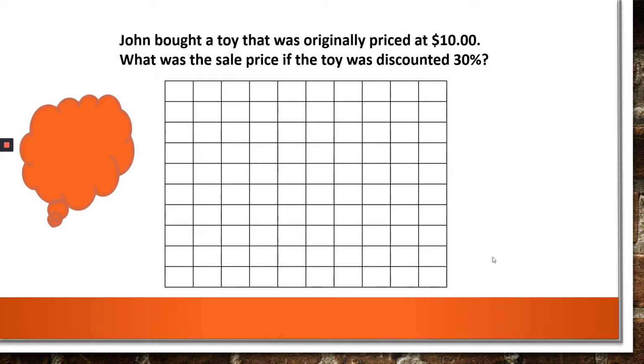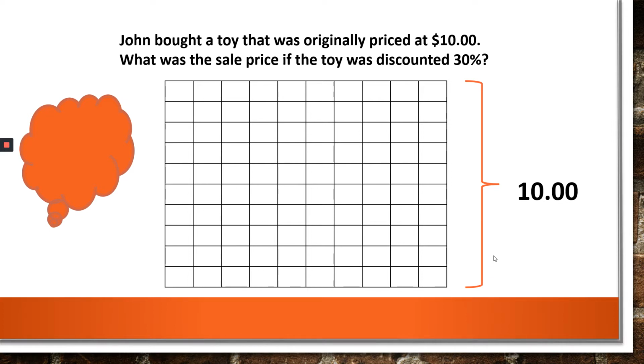Now let's go and kick it up a notch. If you notice, I put a think cloud to the left. In that think cloud, I will put what you would want to put in your calculator if you are using one. John bought a toy that was originally priced at $10. What was the sale price if the toy was discounted 30%? Well, the whole is $10.